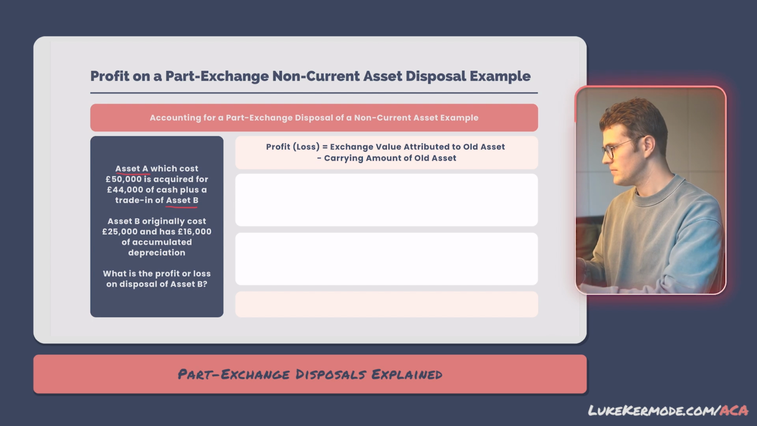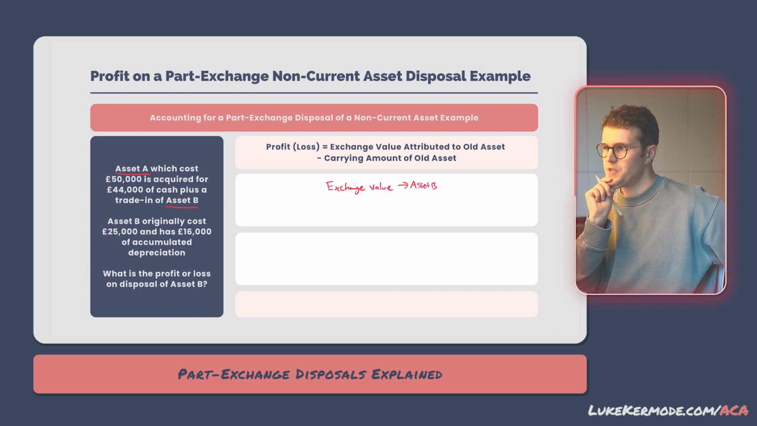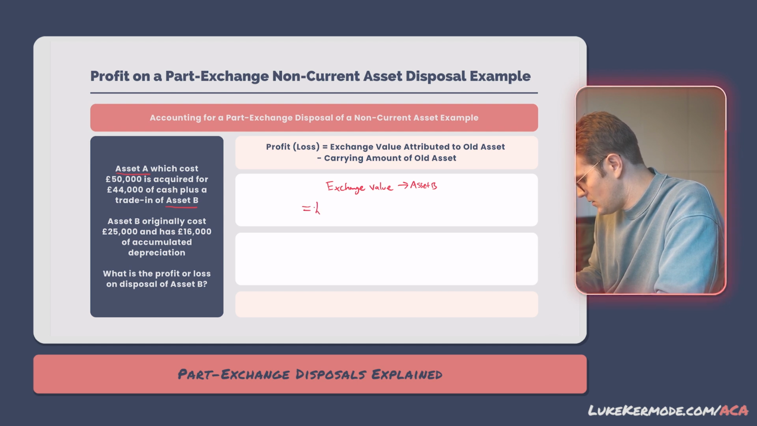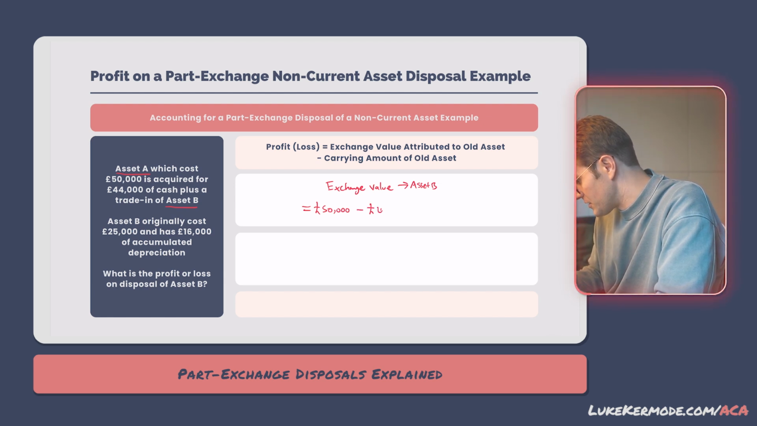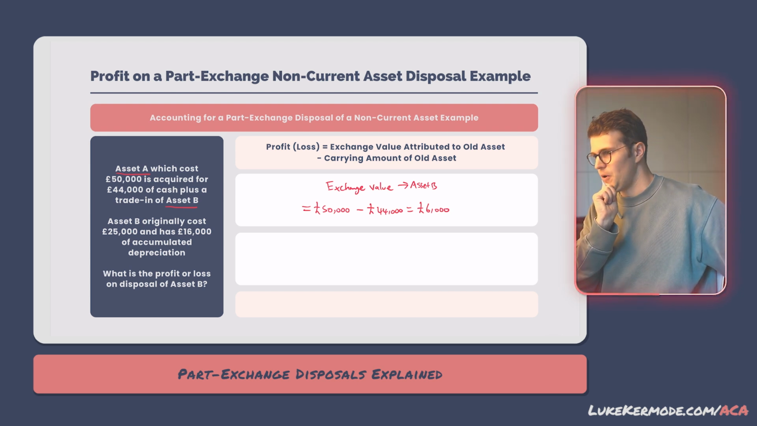So first let's calculate the exchange value, which is attributed to the old asset, asset B. We know that the exchange value is equal to the difference between the cost of the new asset and the cash payment made. So the cost of the new asset is equal to £50,000. And the cash payment that was made was £44,000. So the exchange value is therefore equal to £6,000. That's the value attributed to the asset being disposed of.